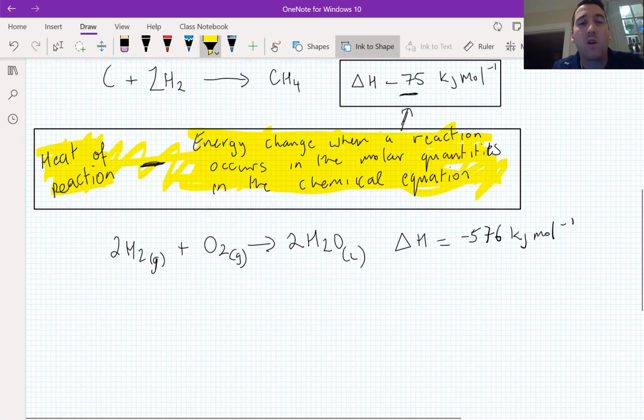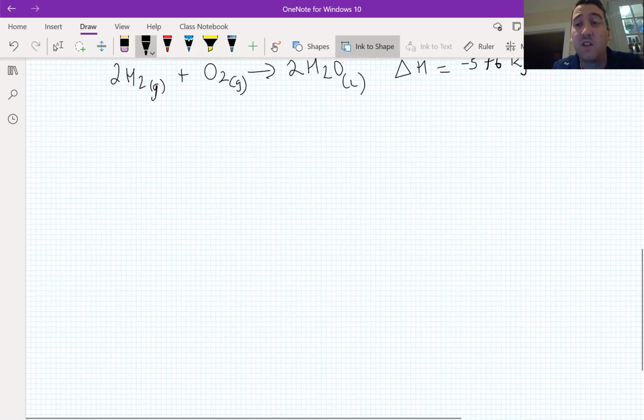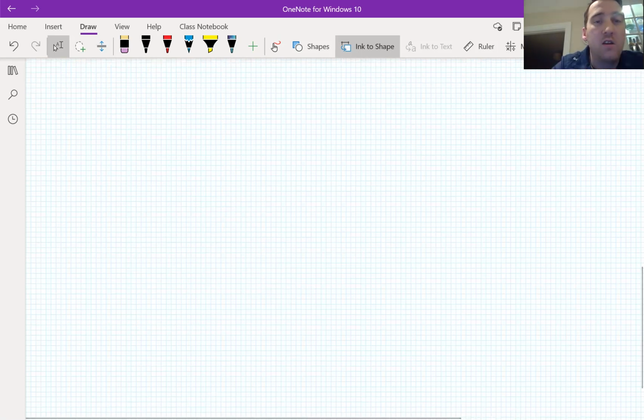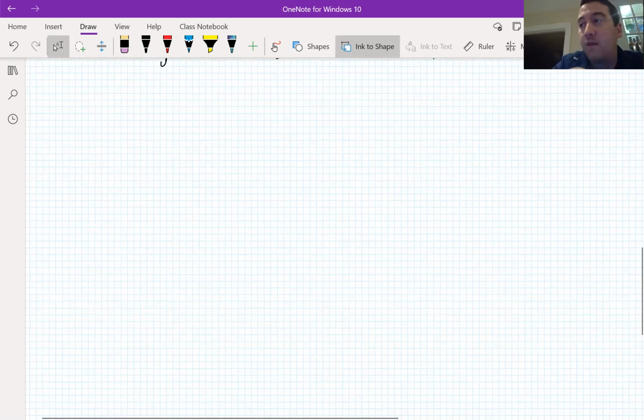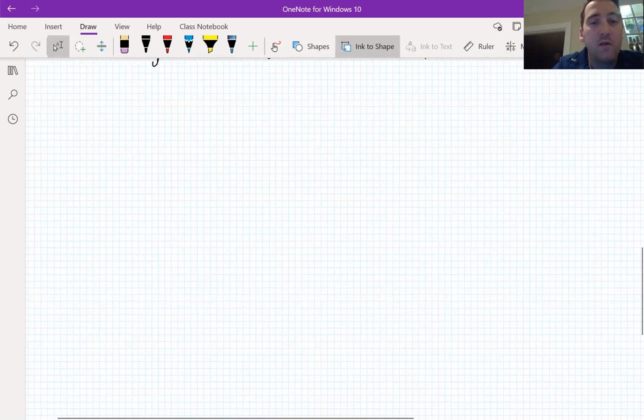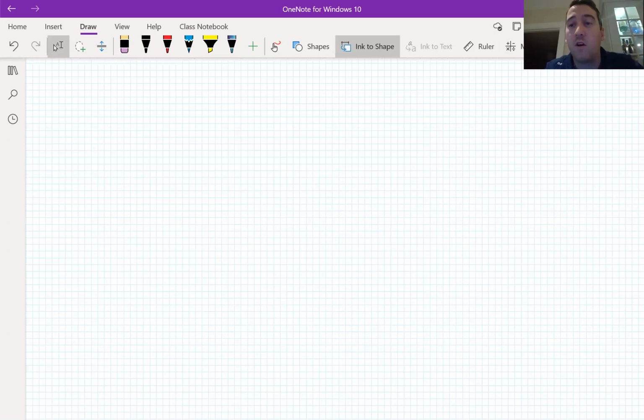As a follow-on, we're going to look at some specific types of reaction now. So that was a general definition for heat of reaction. The next thing we're going to look at is something like this. Say we have a compound. What is a compound? So on 3, speak your answer to the screen. A compound. 1, 2, 3.